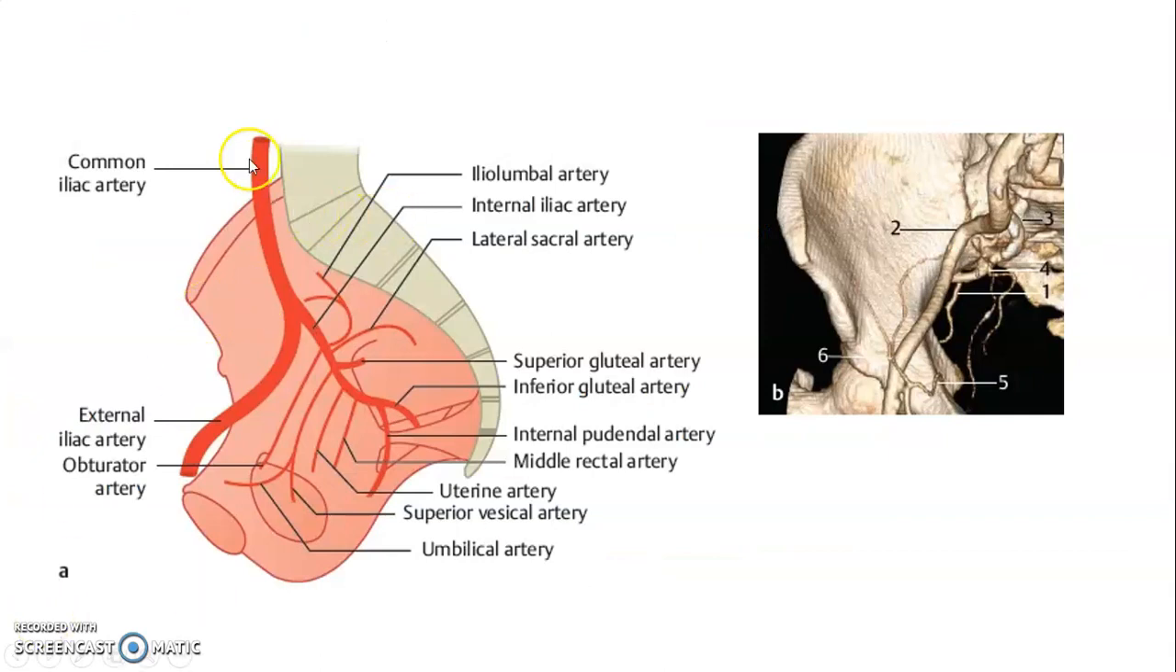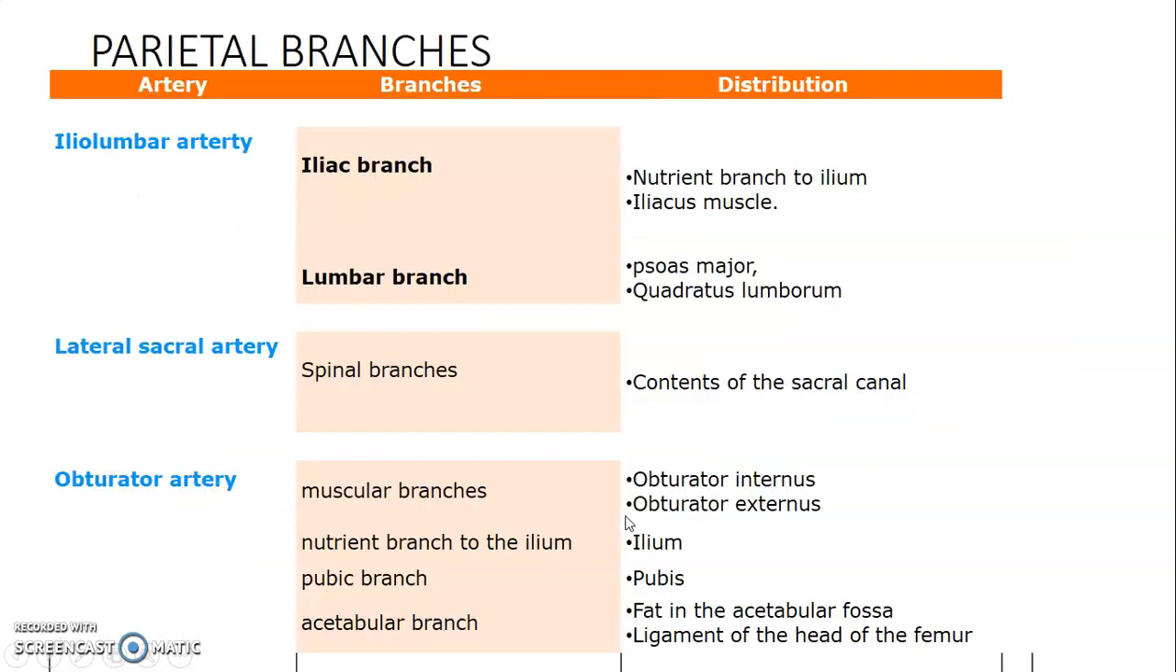So this is the common iliac dividing into the external iliac. Remember, deep to the inguinal ligament, the external iliac continues as the femoral artery. Then this is the internal iliac with its branches, okay? So you have iliolumbar, lateral sacral, the superior and inferior gluteal, internal pudendal, middle rectal, uterine, superior vesical, and umbilical artery. So the branches of the internal iliac are divided into parietal branches and visceral branches.